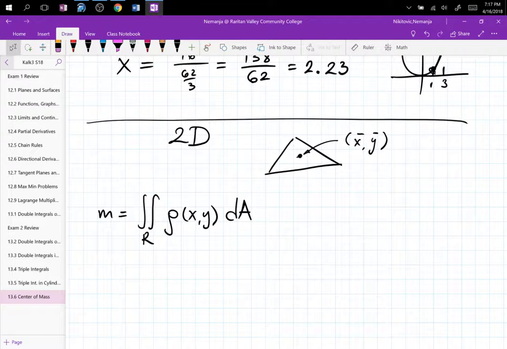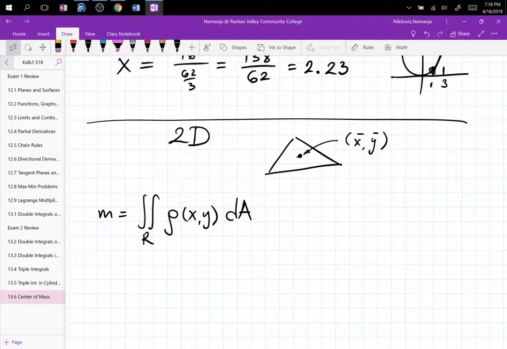So for the mass, we are going to take the density function, which is the distribution of density across this 2D surface, and then we are going to integrate it over its shape. Now the shape of the 2D surface is going to be the shape of the object, and since it's two-dimensional, we have something to worry about.